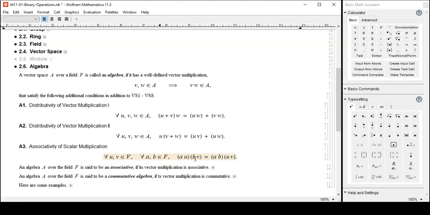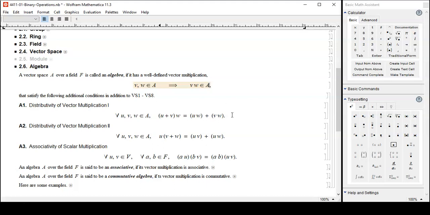So, I don't know whether this is associativity or commutativity, I don't know, but anyway, I can multiply scalars first and then vectors later. Please note that we have only these. We do not have any standalone properties regarding the vector multiplication, not even associativity.